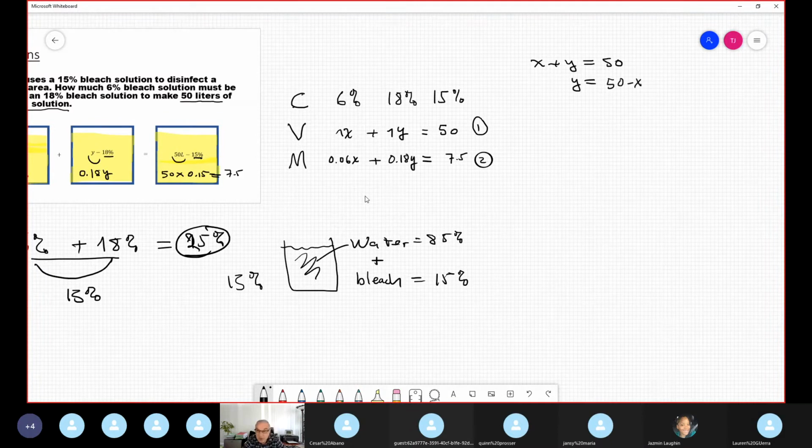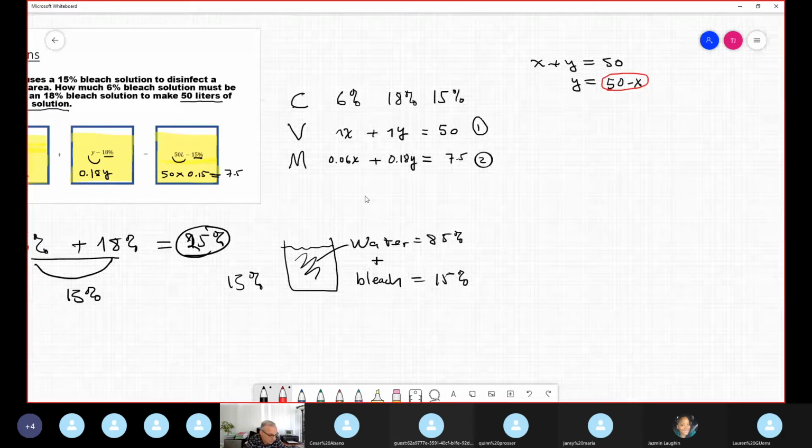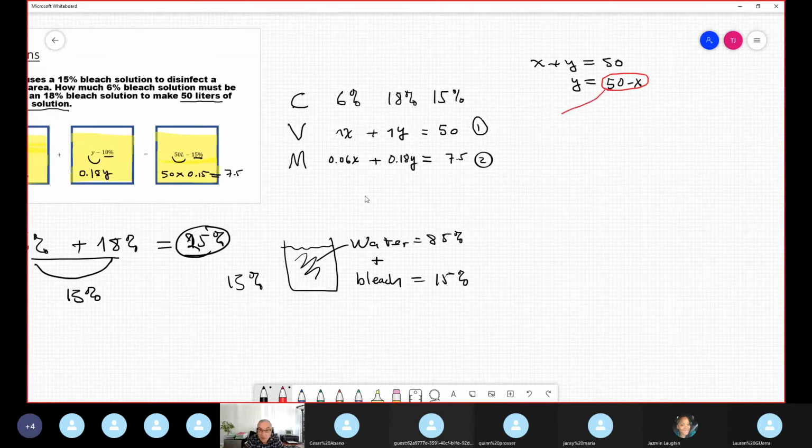And substitute this expression here. Right? So I have 0.06 times x plus 0.18 times (50 minus x) equals 7.5.